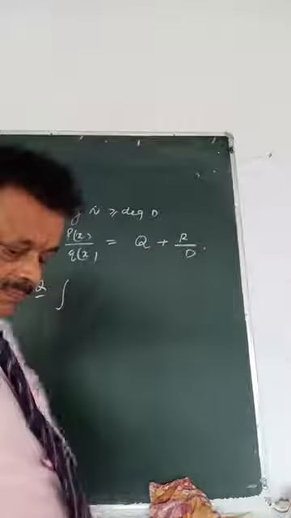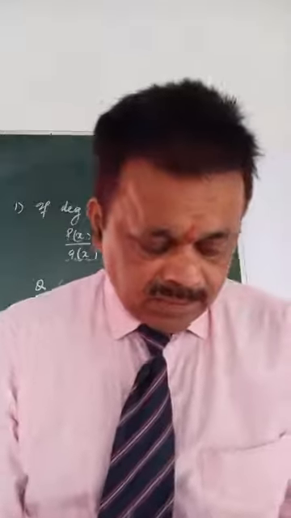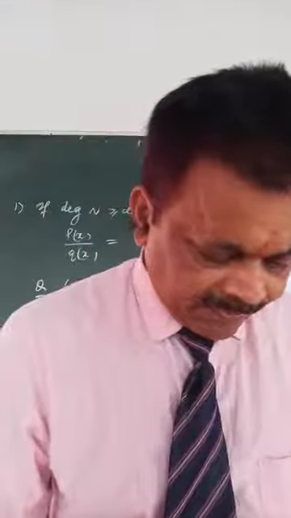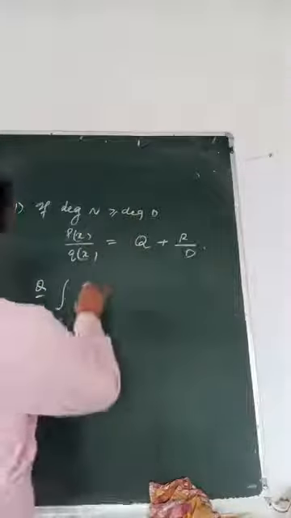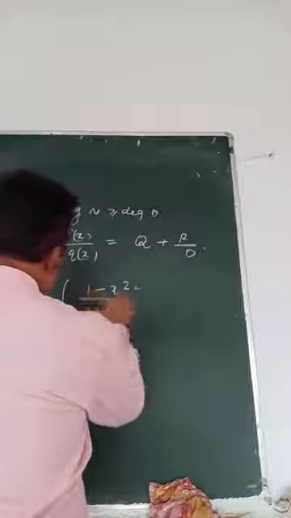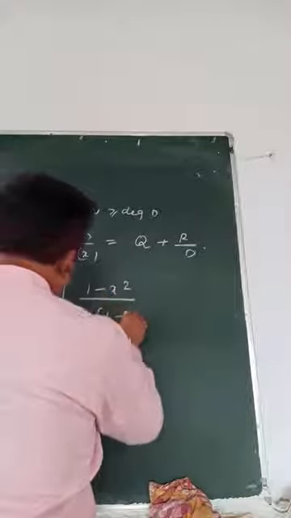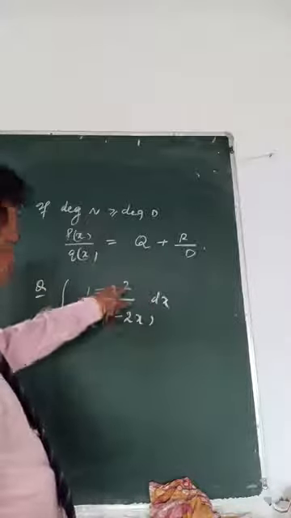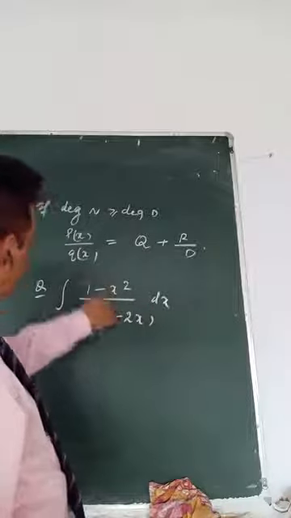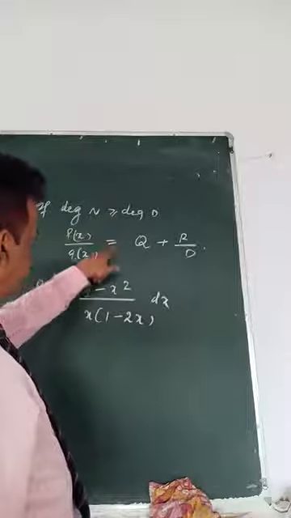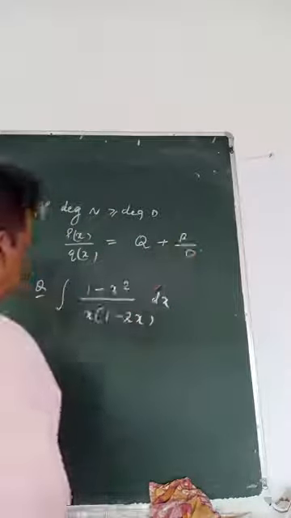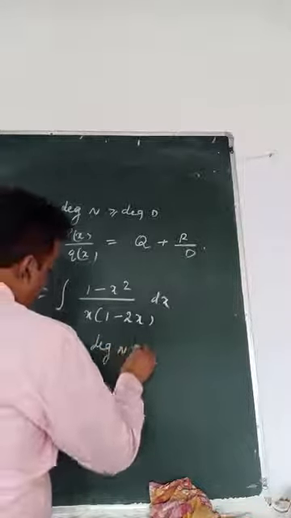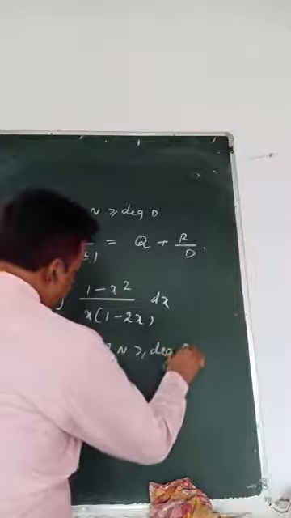Suppose I have a question here. Suppose it is (1 minus x square) by x into (1 minus 2x) dx. Check here, degree is 2, degree is 2. Means either equal or greater, then we have to follow this. So what you do is, degree of numerator greater than or equal to degree of denominator.